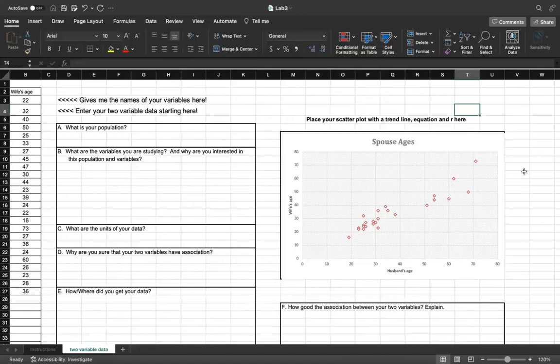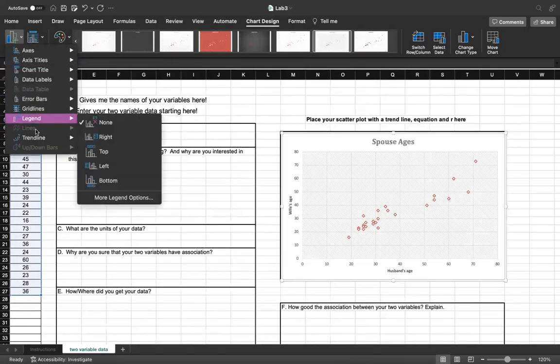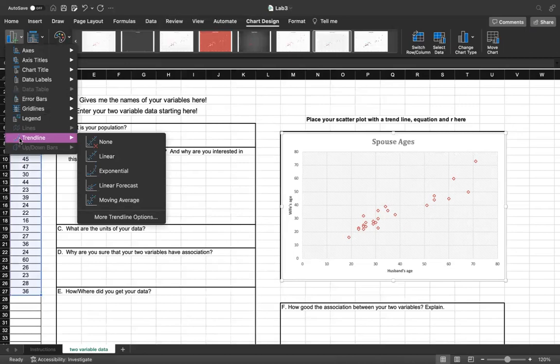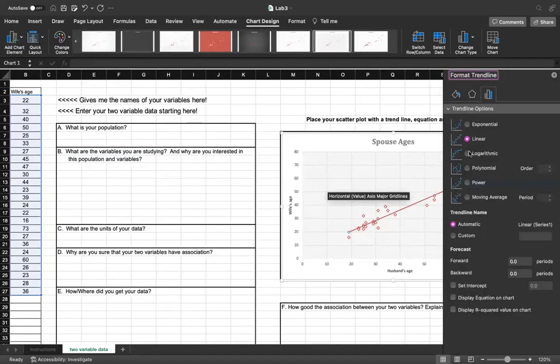Okay, so this is all well and good, but we still need a trend line on here. I need the line of best fit. Thank goodness I don't have to come up with that on my own. I'm going to add another chart element and look down here. We have trend line. We want linear. We are only doing linear, but I'm going to go to more trend line options because I want this to open up.